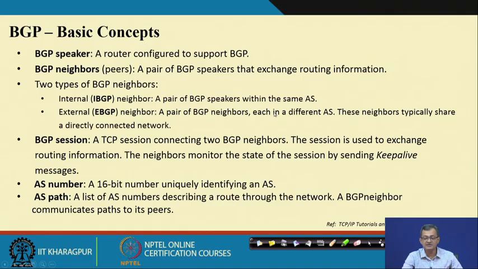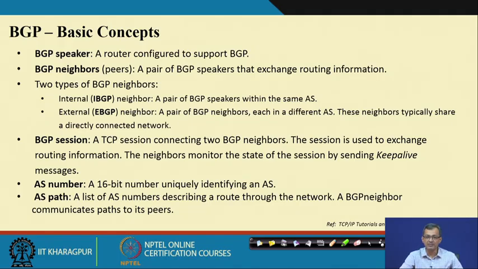A pair of neighbors each in a different AS typically share a directly connected network, right. So, that is the directly connected network scenario. There is a concept of BGP session, a TCP session connecting two BGP neighbors. The session is used to exchange routing information, and neighbors monitor the state of the session by sending keepalive messages periodically. So, it is some sort of pinging or beaconing at a regular interval.